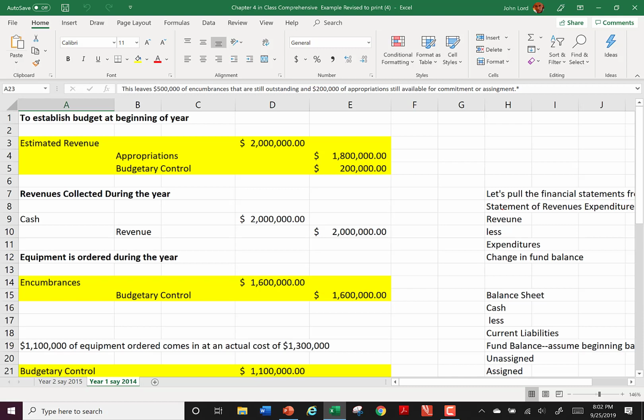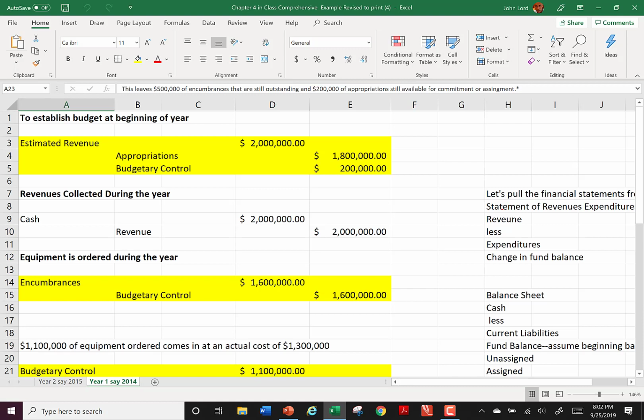I'm not gonna keep track of cash. Okay? I guess I could. I'm an accountant. I should be able to do that. Debit cash for how much? 2 million? With me so far? Okay.